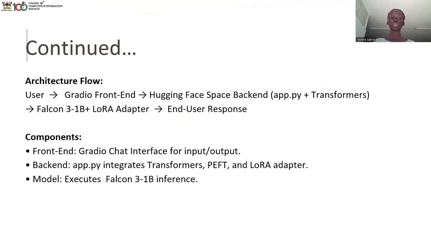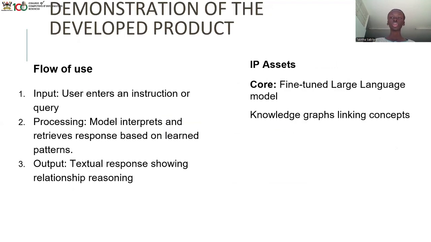So major components consist of the front end, the back end, and the model. The front end consisting of the Gradio interface, the back end consisting of the transformers, and the model being Falcon 3.1B that executes inputs. When we look at the flow of use, it's very simple. The user simply puts in the prompt they want. The model processes it based on what it learned and then produces the output, which is a textual response. The IP assets we have are knowledge graphs, linking concepts, and the fine-tuned large language model that we trained.